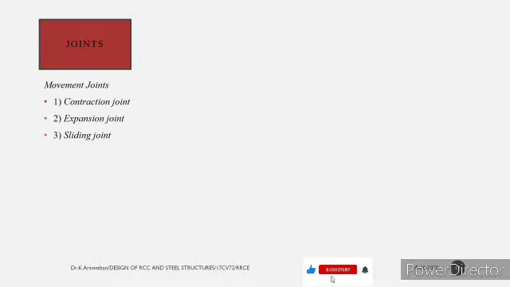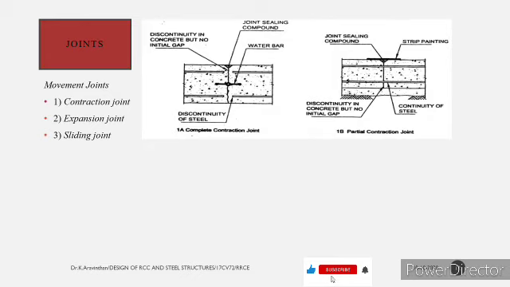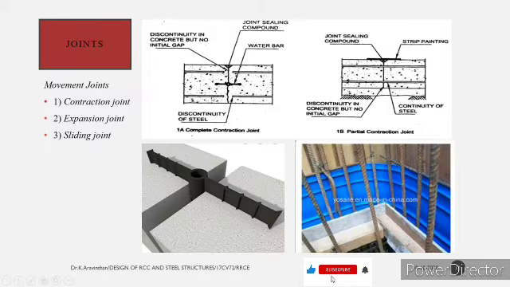So now let us discuss the joints. What are the joints in a water tank? There are three types of joint: contraction joint, expansion joint and sliding joint between the members. So let us assume this as a wall. There is a discontinuity of reinforcement in this member, and this discontinuity is consciously provided to eliminate the contraction forces. See, there is a water bar which is provided.